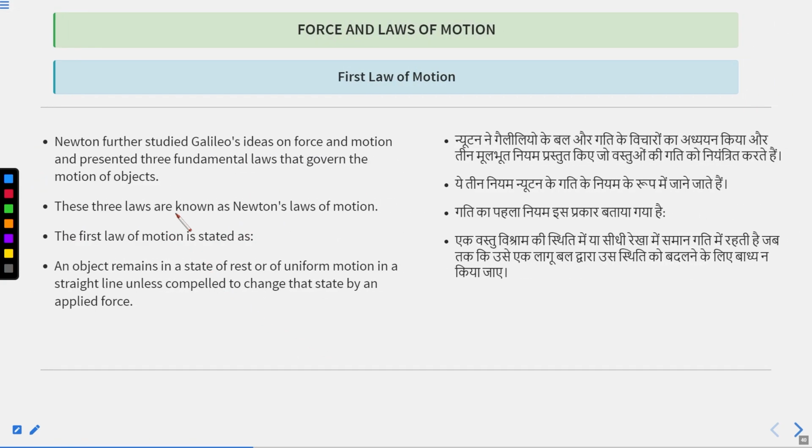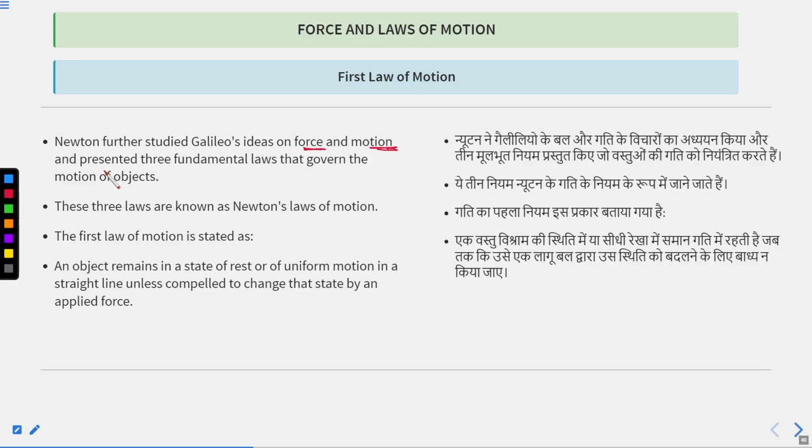This was all the observation made by Galileo. Another scientist, Newton, further studied Galileo's idea on force and motion and presented the three fundamental laws that govern the motion of objects.